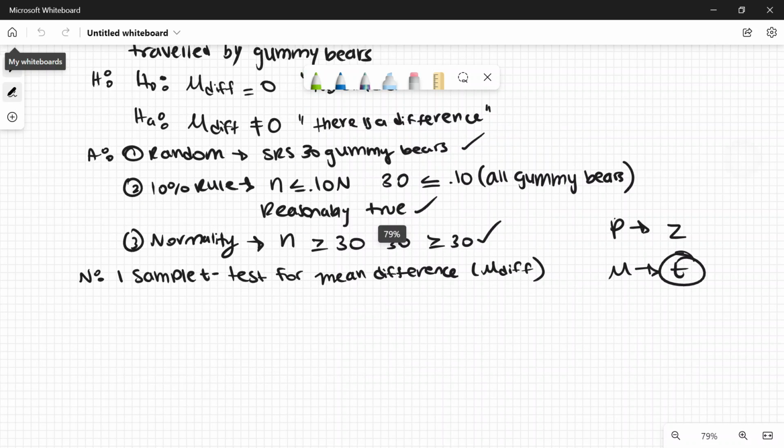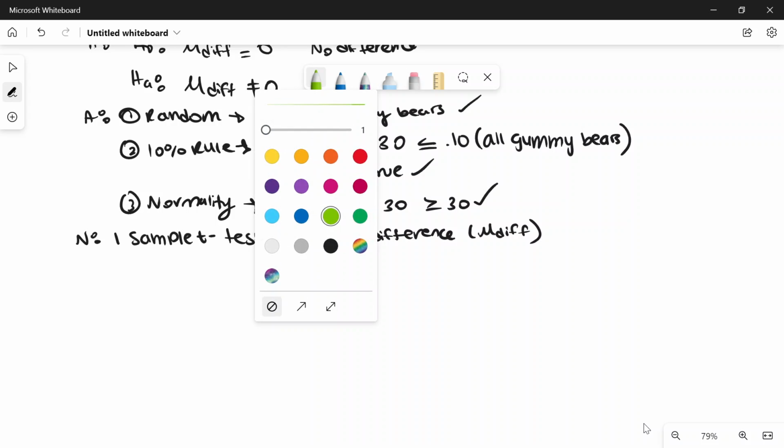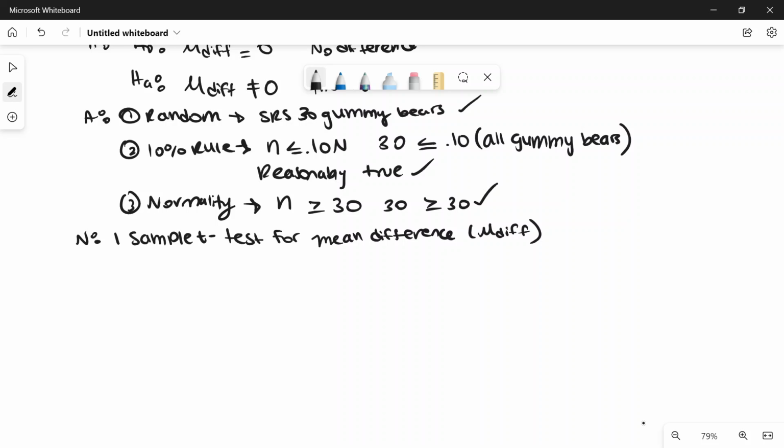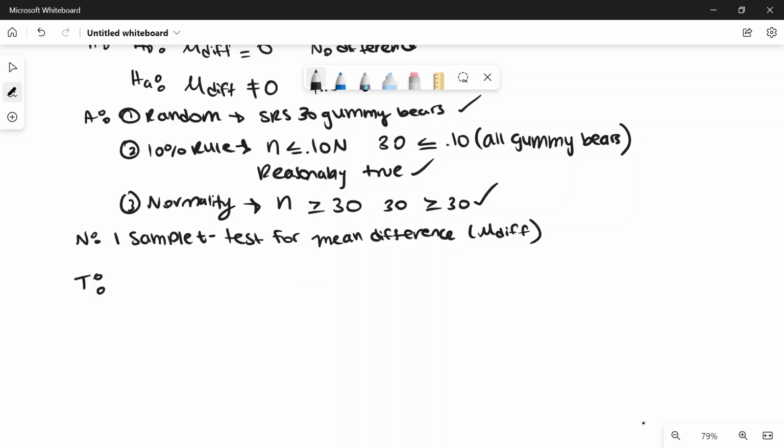All right, so one-sample t-test for mean. We already went over why it's a t-test and not a z-test. Essentially, you just want to remember that proportions are for z, and means, mu, are for t. That's the idea. Okay, so we got that done, and then t is our test statistic. So this is where we get our equation.